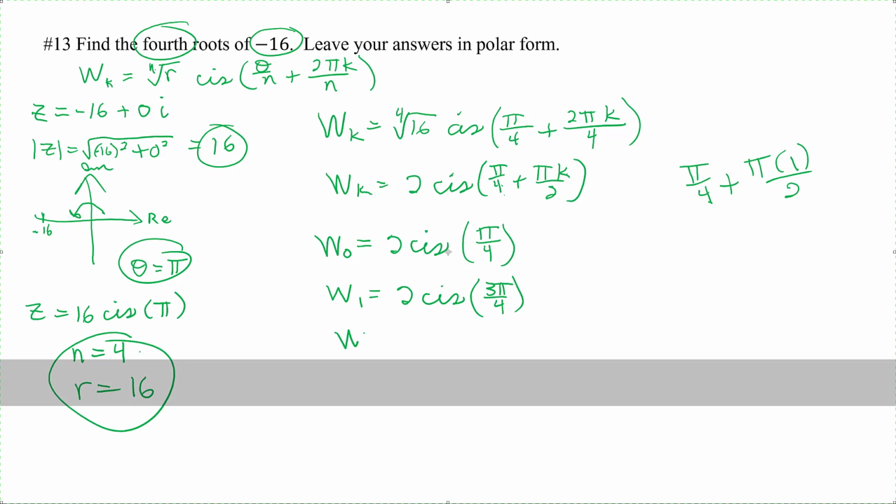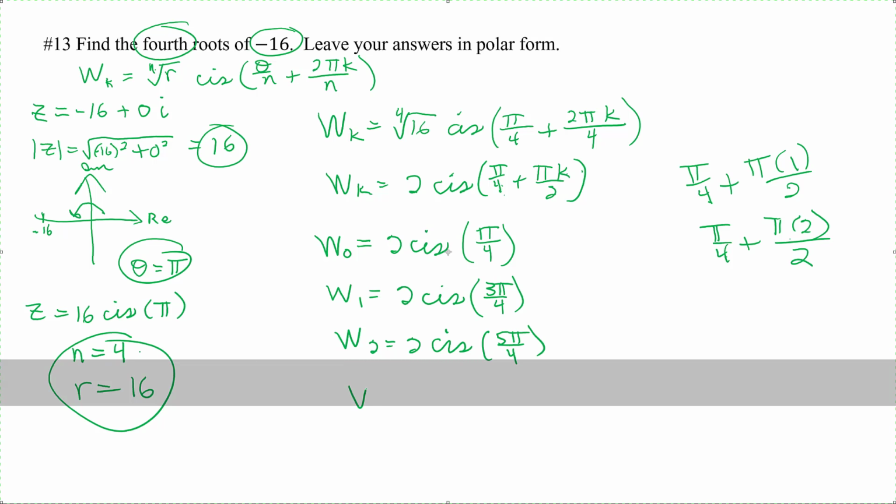The third root, w sub 2, equals 2 cis. And this time we're going to have pi over 4 plus pi times 2 over 2. And so we just add pi fourths plus pi. That would give us 5 pi over 4.